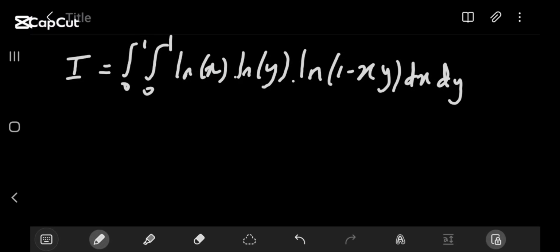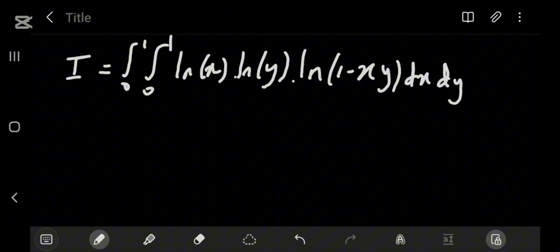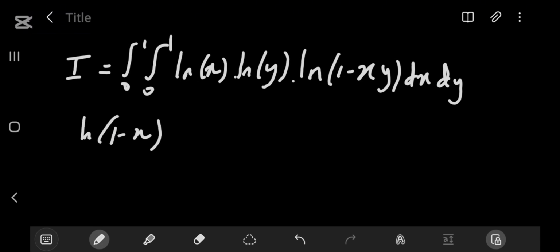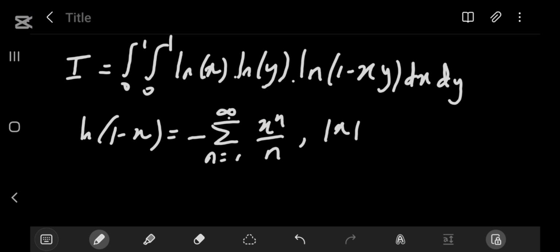Hey everyone, today we are here with a double integral: I equals the integral from 0 to 1, integral from 0 to 1, of ln x, ln y, and ln(1 minus xy) dx dy. Well, before we try to solve this, we should know that ln(1 minus x) equals minus the sum from n equals 1 to infinity of x to the power n over n, where the absolute value of x is less than 1. We can use this formula.